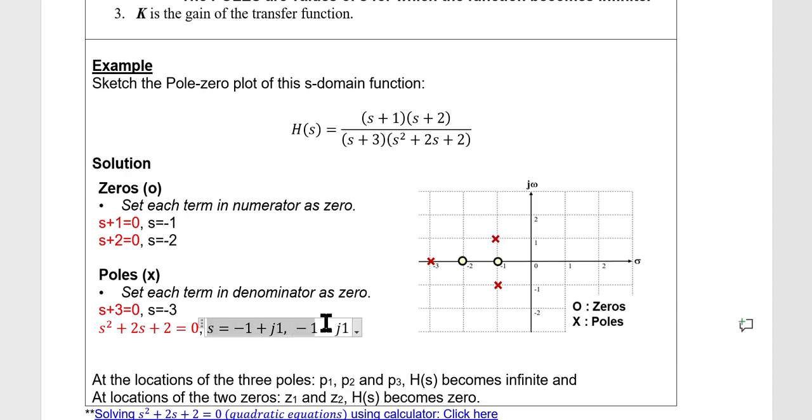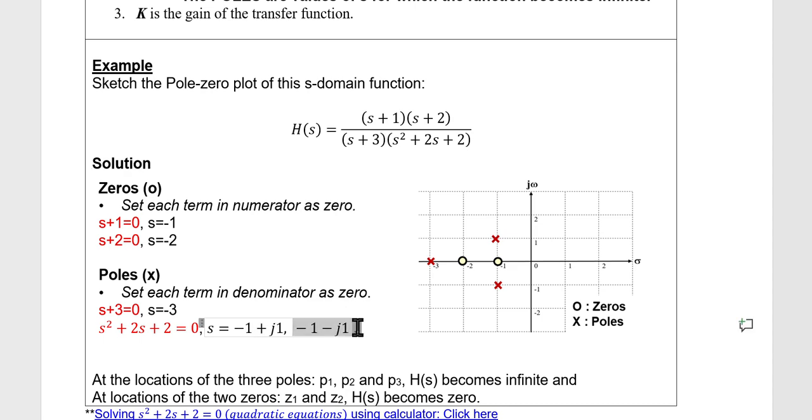Here are complex numbers. How to plot a complex number? This is a complex plane. This part is real, and this is imaginary. So for -1 plus 1j, you go to -1. -1 is real, and real is the x-axis. Your imaginary is 1j, which is on the y-axis, 1. So just put an X here.